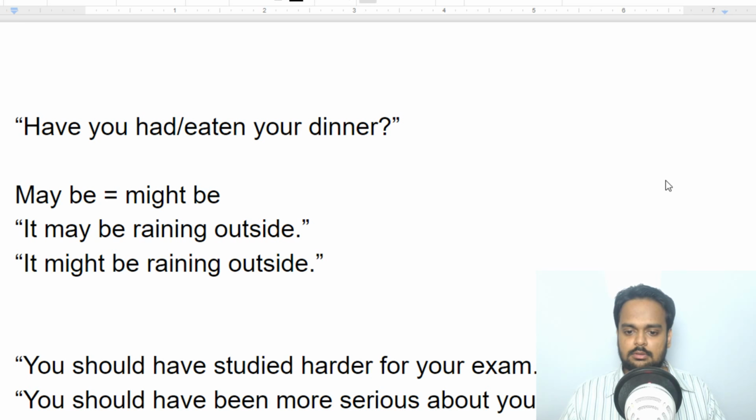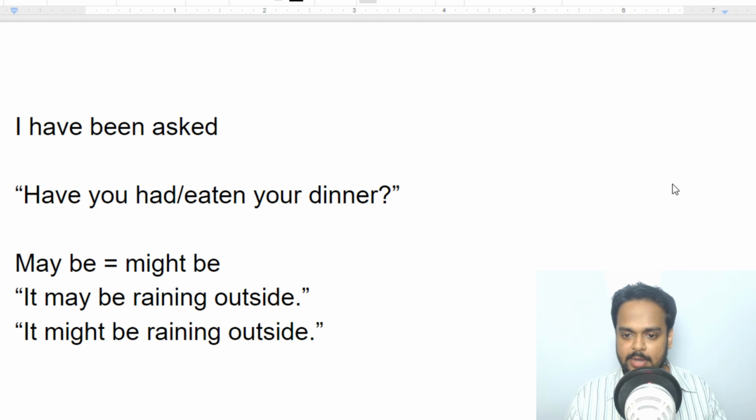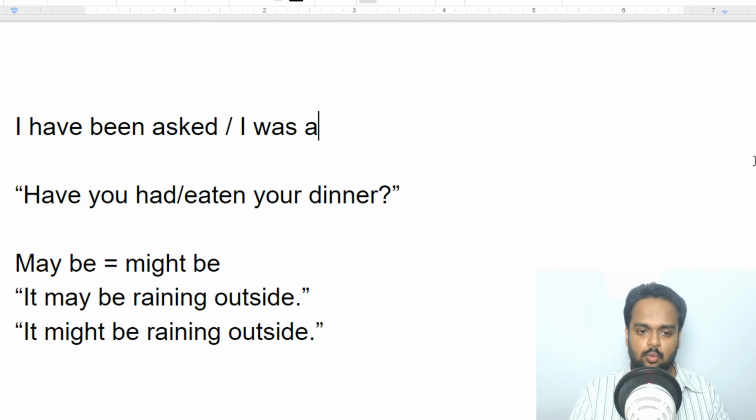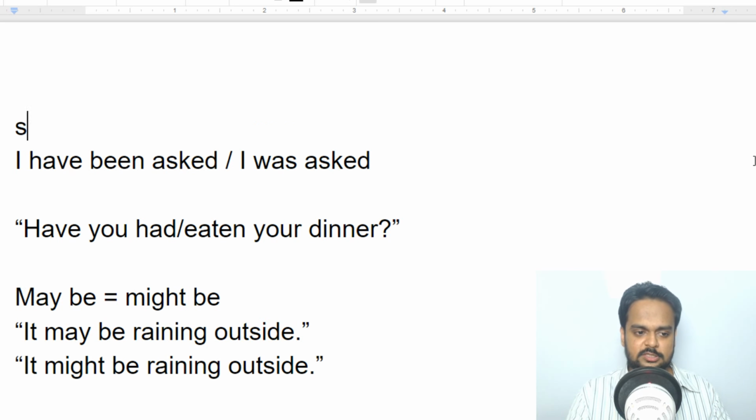Okay, Srinath asks, could you explain the proper usage of I have been asked and I was asked? If I got that correct, yes. I have been asked and I was asked. Now the first thing I want you to notice about these two sentences is that both of them are in the passive voice. How do we know that they're in the passive voice? Because we have a subject and then we have a be verb. Okay, we have some form of the verb be.